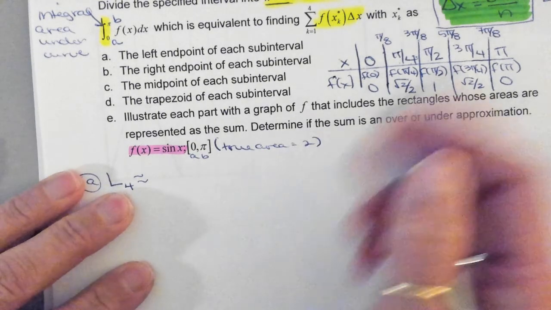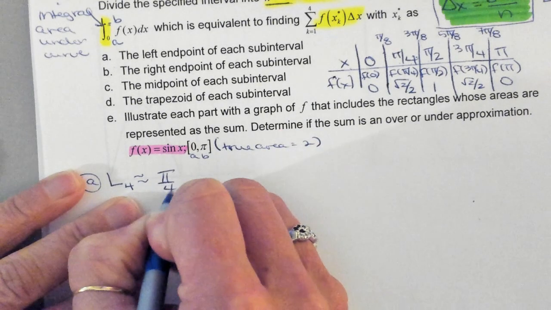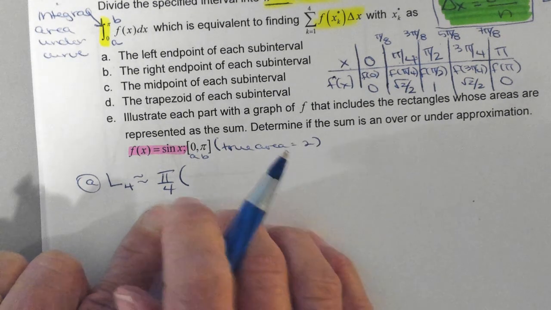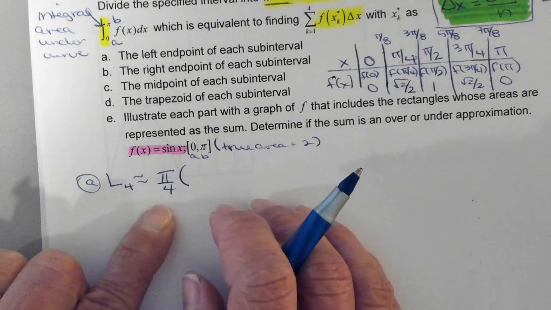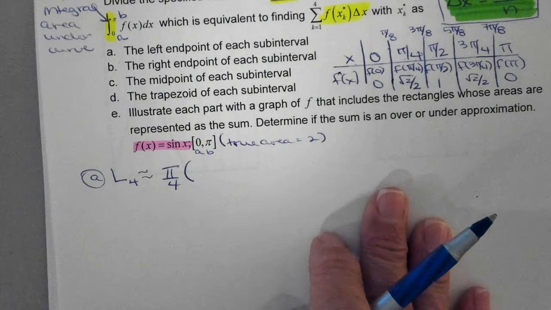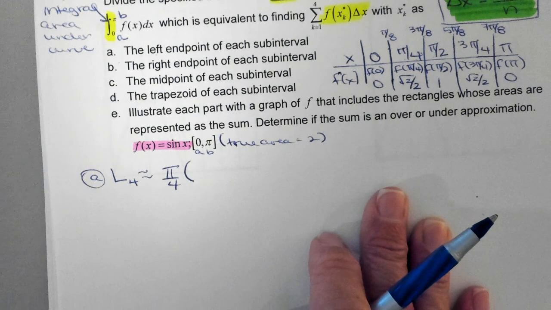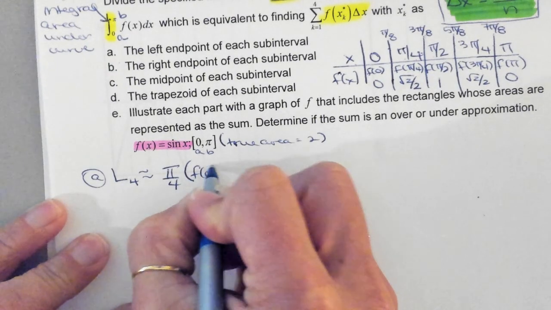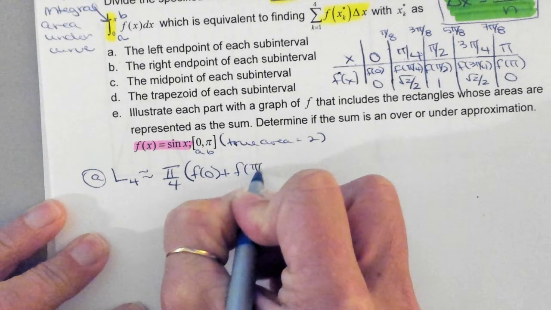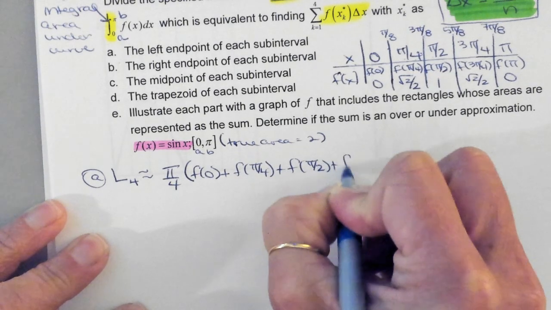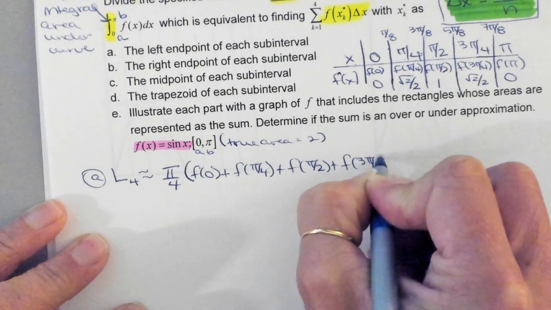Does everyone understand? Okay. So, our width is the same for every single rectangle. So we are going to put in delta x, which is pi over 4, times. This represents the width of every single rectangle that is going inside the parentheses. To find the area of the rectangle, it is the width times the height. What represents the height? f of whatever, right? Okay, so this is f of 0 plus f of pi over 4 plus f of pi over 2 plus f of 3 pi over 4.